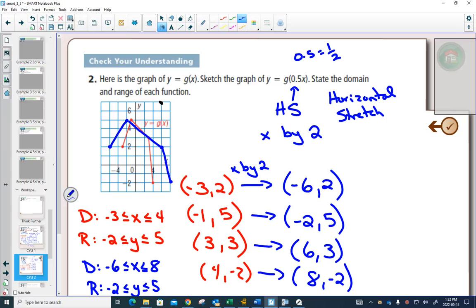Observations. Notice the range doesn't change between the red and the blue graph. Why? Well, algebraically, what's the only thing we did change? We only changed x values. So it should make sense. The y values didn't change. Can you see the x by 2 showing up in the domain? Right? It started at -3, now it's -6. It ended at 4, now it ends at 8. So we can see some of the same patterns show up in different places.